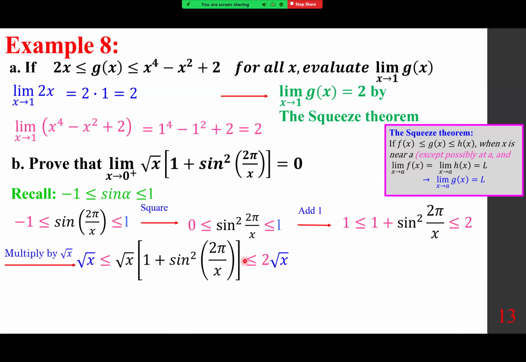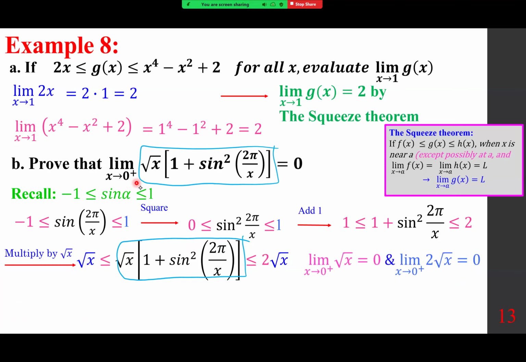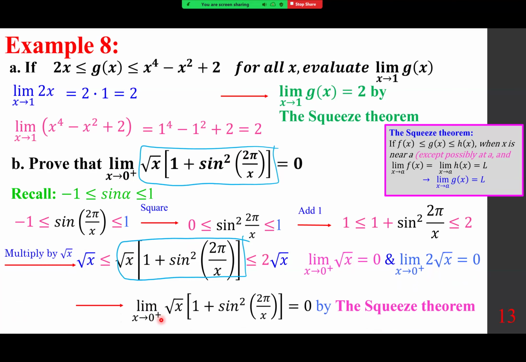And if you look at this part, it is exactly what we were looking for. Now we take the limit of the left and the right as x approaches 0 from the right, and clearly it becomes 0. And therefore this becomes 0 by the squeeze theorem. So the limit as x approaches 0 from the right of square root of x, brackets 1 plus sine squared 2 pi over x, equals 0 by the squeeze theorem.